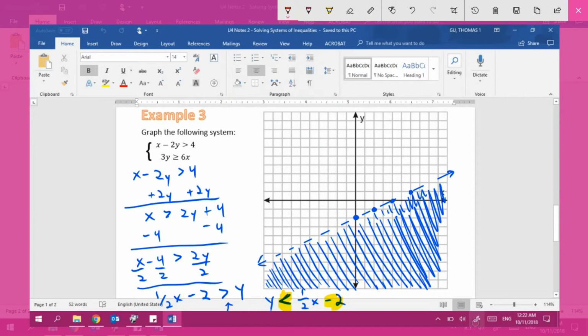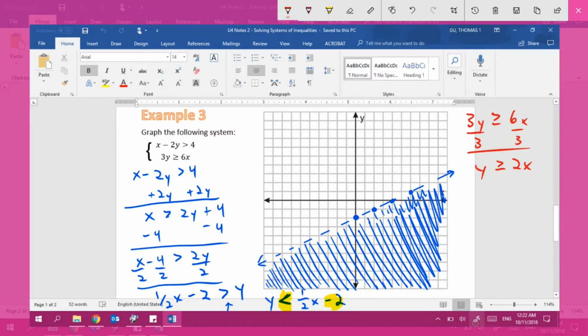And looking at our second equation, we've got 3y is greater than or equal to 6x. So we're going to divide both sides by 3. And that's going to leave me with y is greater than or equal to 2x. 6 divided by 3 is 2. So y is greater than or equal to 2x.